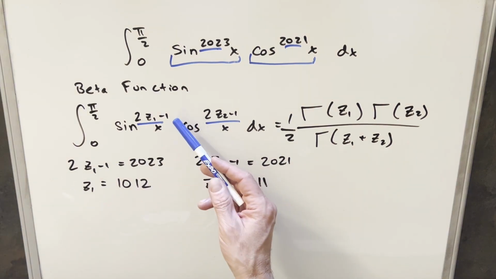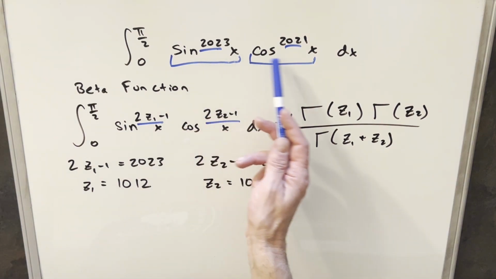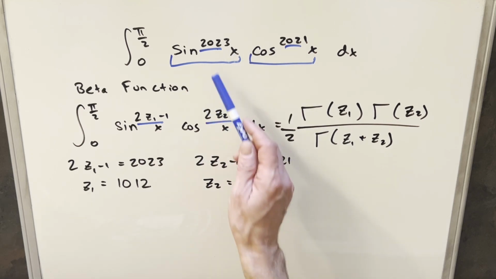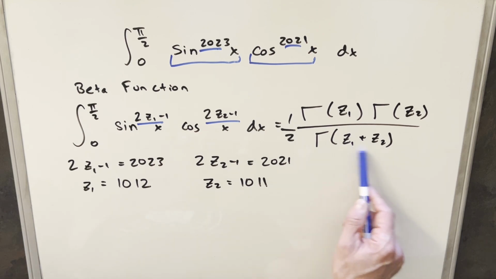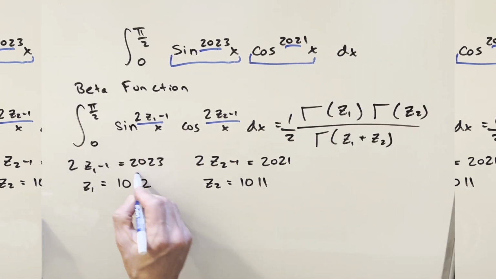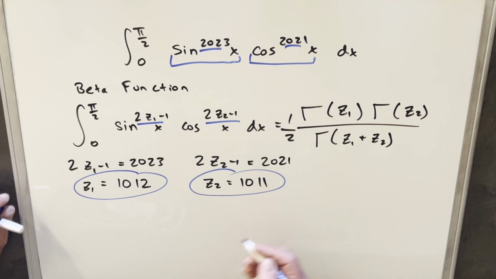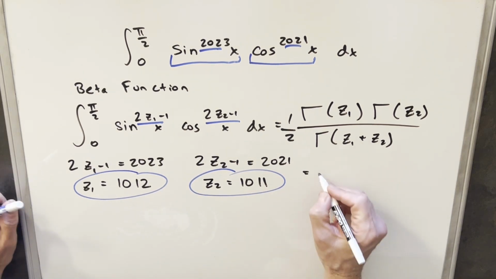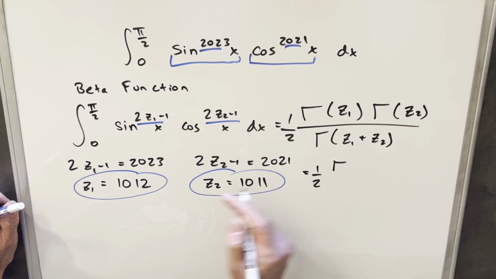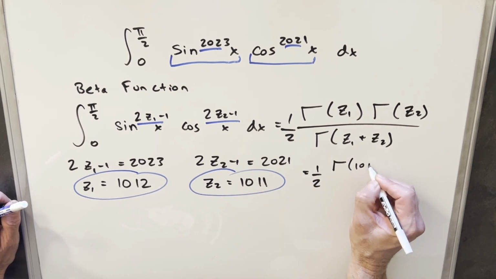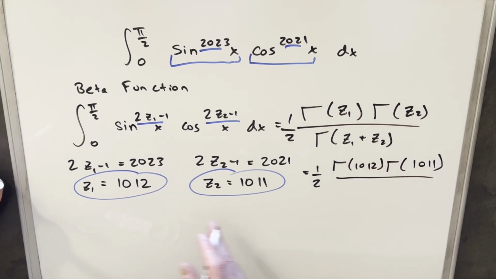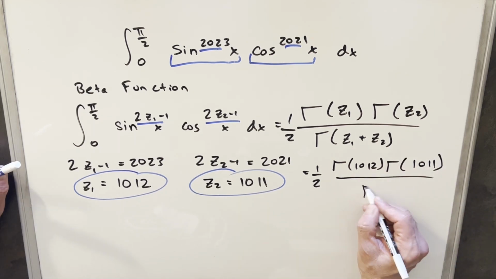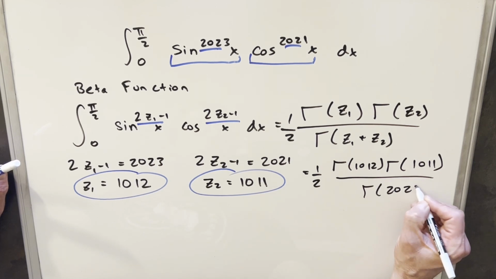One interesting thing about this formula, you notice it really doesn't matter which exponent is on the sine and which is on the cosine. If we switched our z1 and z2, it's not going to make any difference to our answer. But now with these values, we've got everything we need to go to a solution. Plugging in, we have 1/2 in front, gamma of z1, which is 1012, and then gamma of z2, which is 1011. And then we have the sum of these two numbers in the denominator, which is just gamma of 2023.